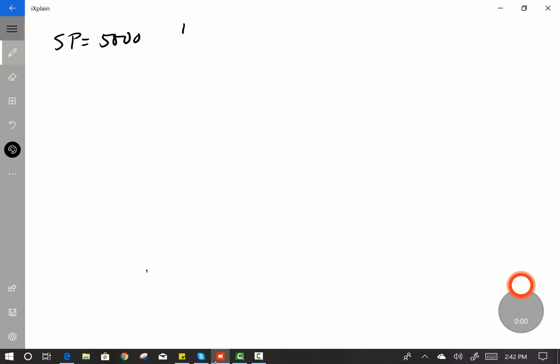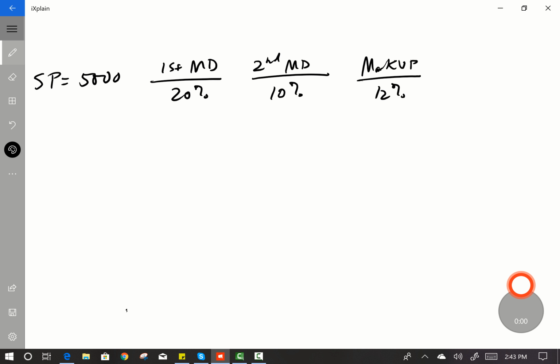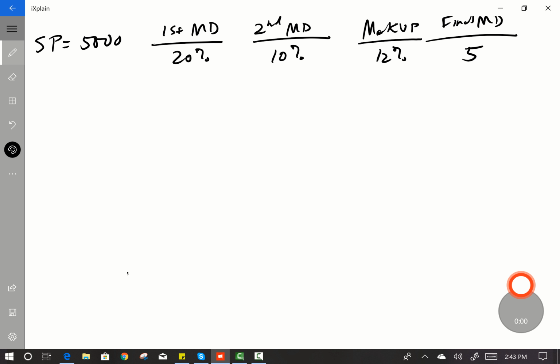We have the first markdown. We're going to do a markdown on this one. The first markdown is 20%. The second markdown is 10%. We never want to add these together, by the way. Then we have a markup of 12%. And then the third markdown, or the final markdown, of 5%. Okay.